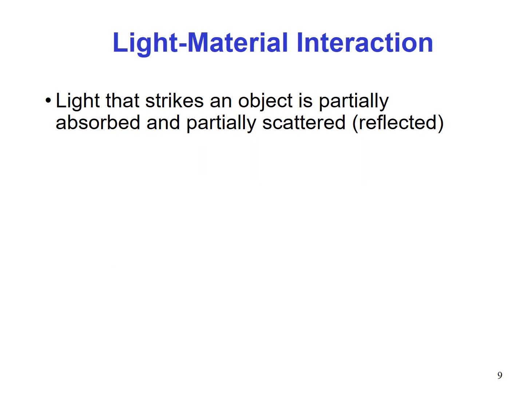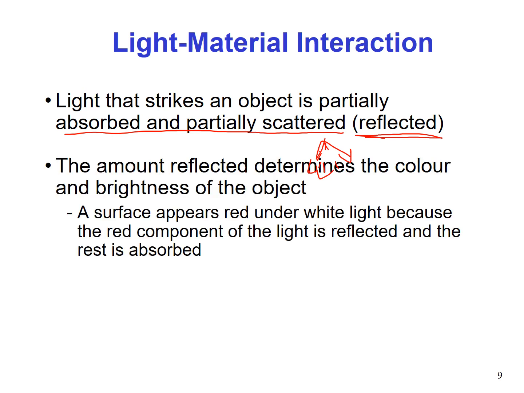So light that strikes an object is partially absorbed and partially scattered, or reflected. Some of the scattering is in all directions. Some of the scattering is mirror-like scattering. This we will study in a different lecture. The amount of reflected light determines the color and brightness of the object. So if an object is reflecting red light, it will appear as red, and how much of that red component it is reflecting will also determine the brightness of that object.